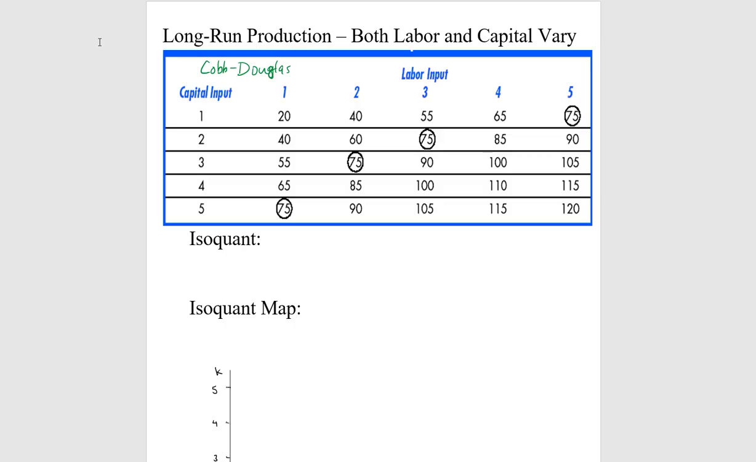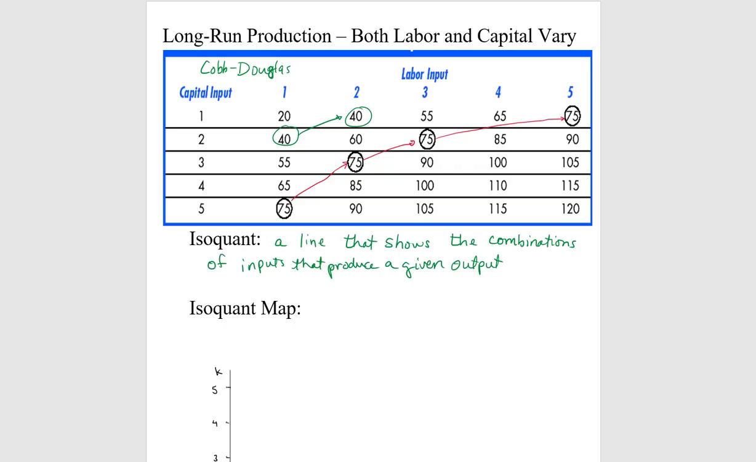2 labor, 3 capital, 75 units. 3 labor and 2 capital, 75 units, 5 and 1. So in my mind, I'm kind of seeing this curve forming here between these combinations. In my table here, I'm already giving you a visual, in a sense, of what an isoquant is. I want to start by saying iso, quant, break it down into its Latin roots. Iso is same, quant, quantity, same quantity. So an isoquant is a line that shows the combinations of inputs that produce a given output.